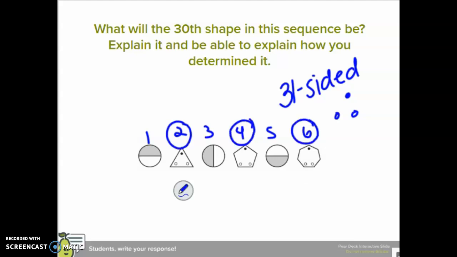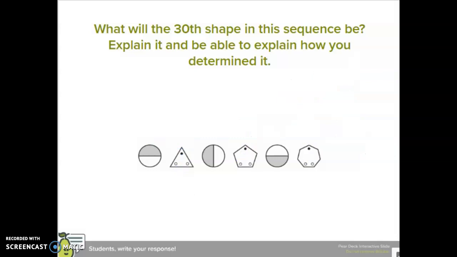So I knew that the 30th is an even number, so it has to be a polygon. And I noticed that each polygon had one more side than the previous one. The second figure has 3 sides, the fourth figure has 5 sides, and the sixth figure has 7 sides. So I figured if we kept going to the 30th figure, it should have 31 sides.